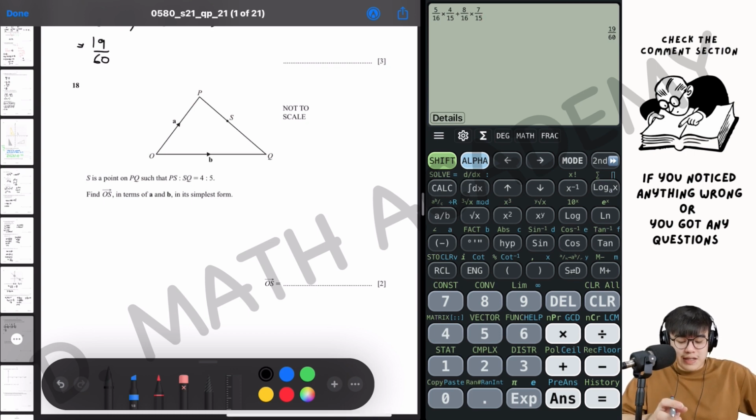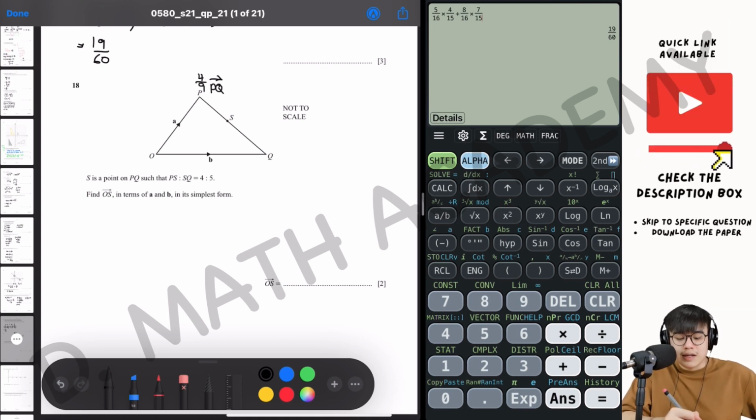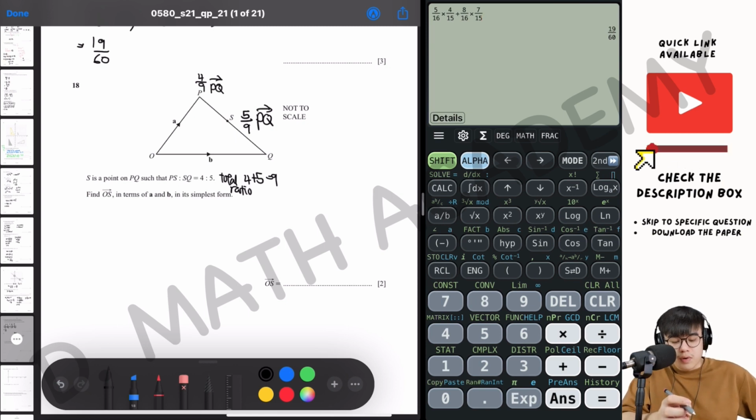As for question 18, they were asking for PS:SQ is 4:5, which means the total here is actually PQ, but the PS part only consists of 4 out of 9 of it. How do I get the 9? That's the total ratio, where you take 4 plus 5. As for SQ, it will be 5 over 9 of PQ.